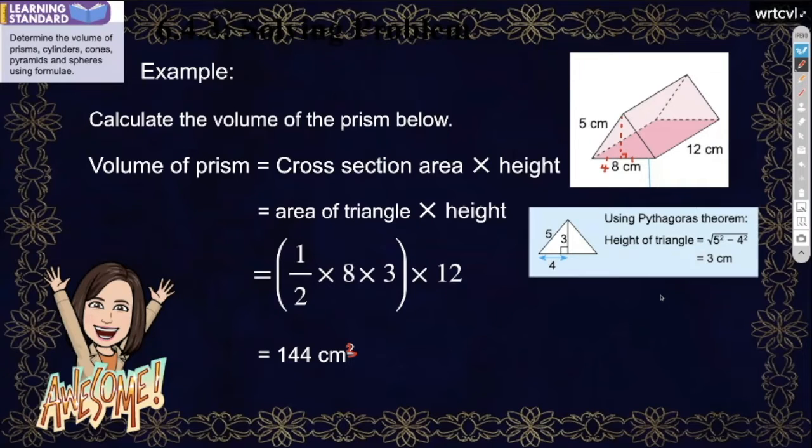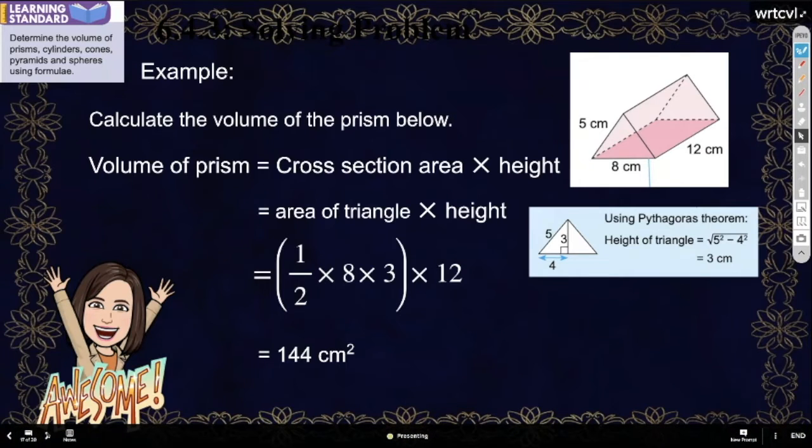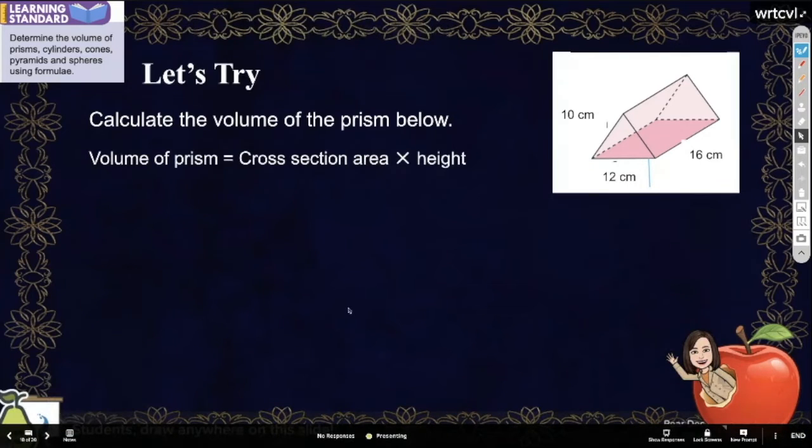Okay, next slide will be your time to try out to give the answer for me. Find out the volume of prism. Okay, try that out. If you cannot respond in the slide, just like previous, you do it on a piece of paper, then you WhatsApp me. I just changed the value.